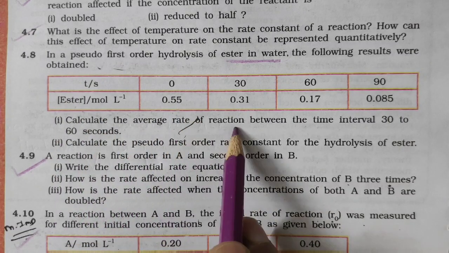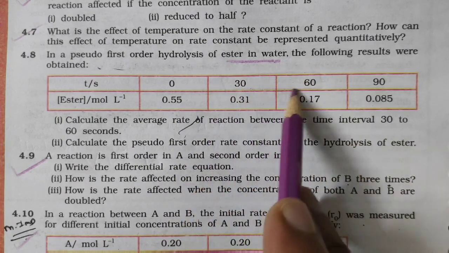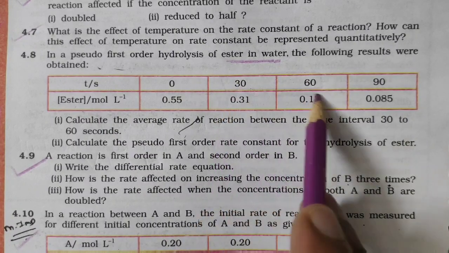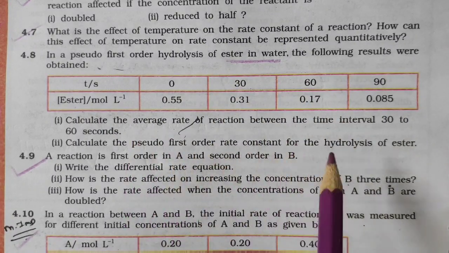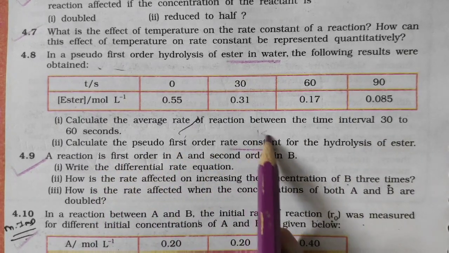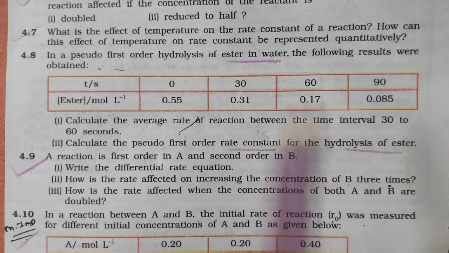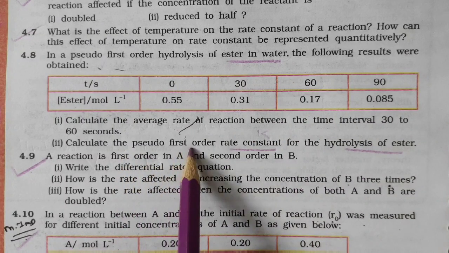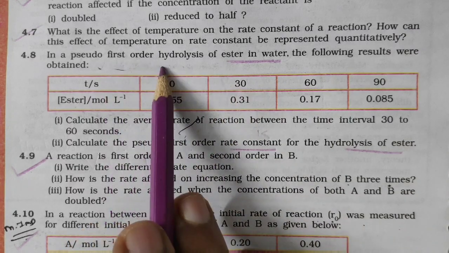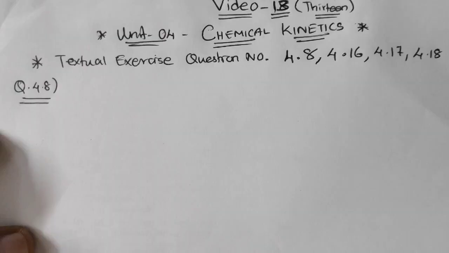Now in this question, calculate the average rate of reaction between the time intervals. That is, the first question is between these two time intervals; we will take these two times and these two concentrations. As it is first order, we'll use that formula. Then calculate the pseudo first order rate constant, the value of K for the hydrolysis of ester, which we have to find for all the observations. This we have already done as an example, the 4.9 example, which I gave as an extra question for understanding pseudo first order reactions. So this we are going to discuss now.